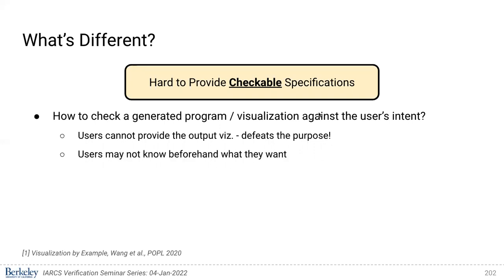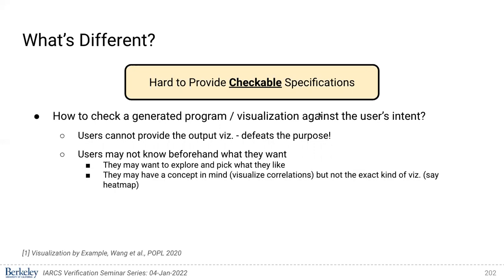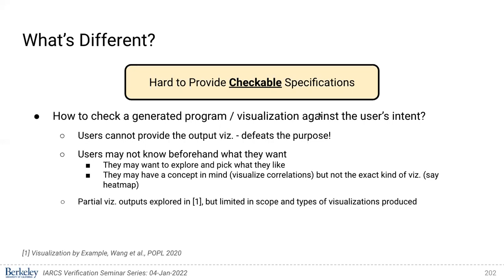And sometimes users do not know what they want. You want to explore all possible visualizations and pick something that they like, so you do not have a checkable specification beforehand. They might have a concept in mind. They say they want to visualize correlations, but not the exact kind of visualization, so it's more higher level. There have been prior works exploring partial visualization outputs, but they're very limited in scope and the types of visualizations that can be produced, and there's no scope for error, essentially.